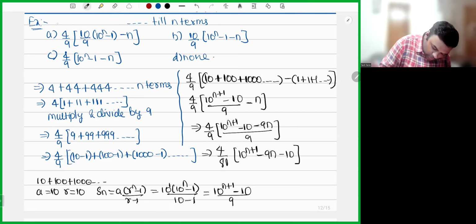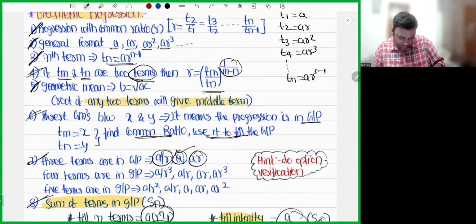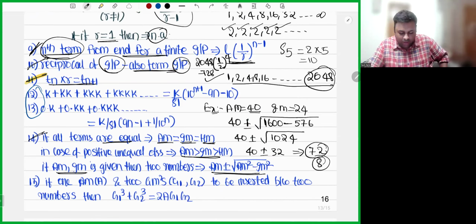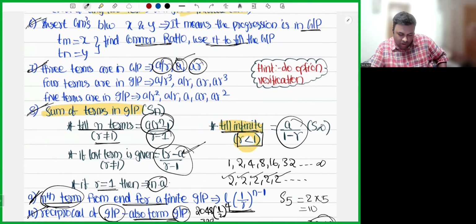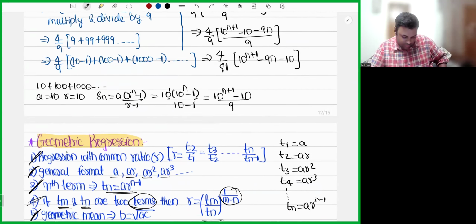4 plus 44 plus 444 plus 4444, and so on. Here, what is the answer, sir? Option A is the answer. If you want, you can simplify option A further and you will get the same answer. That's the reason, my dear friends, I have written this over here: K by 81 into 10 power n plus 1 minus 9n minus 10. Instead of K here, you have 4 over here. 4 by 81 into 10 power n plus 1 minus 9n minus 10.